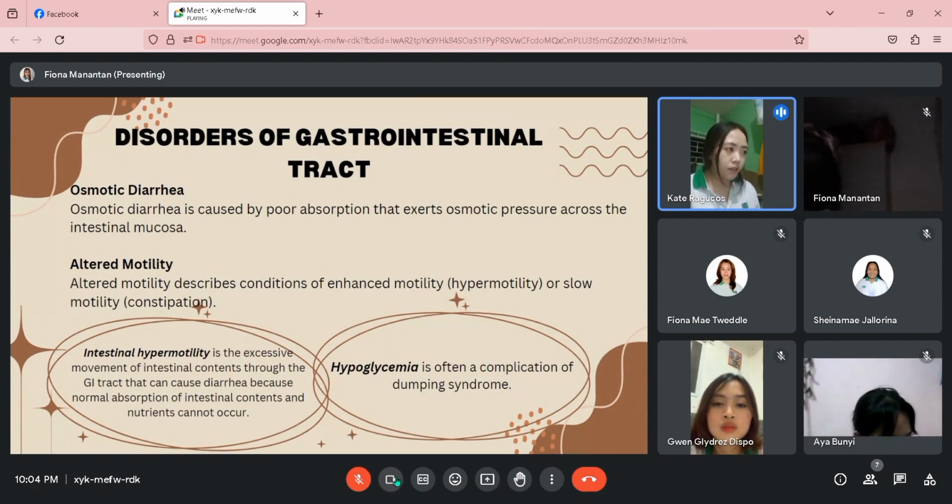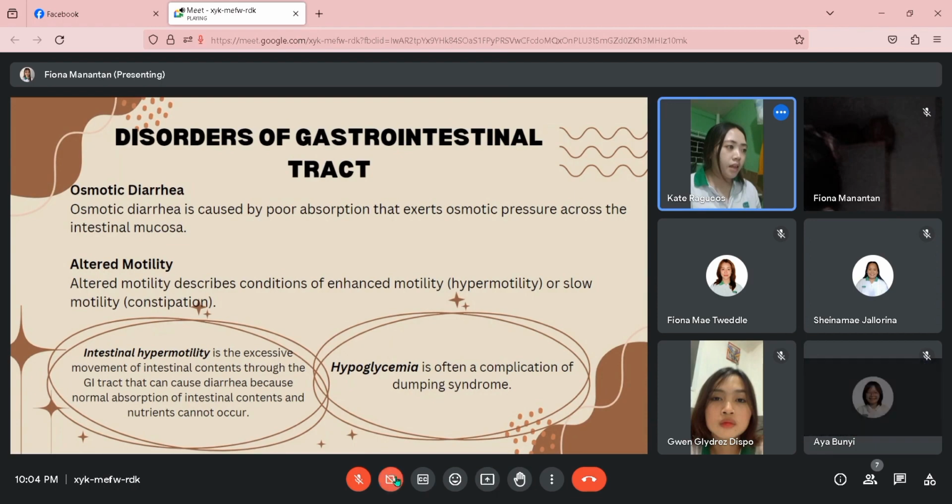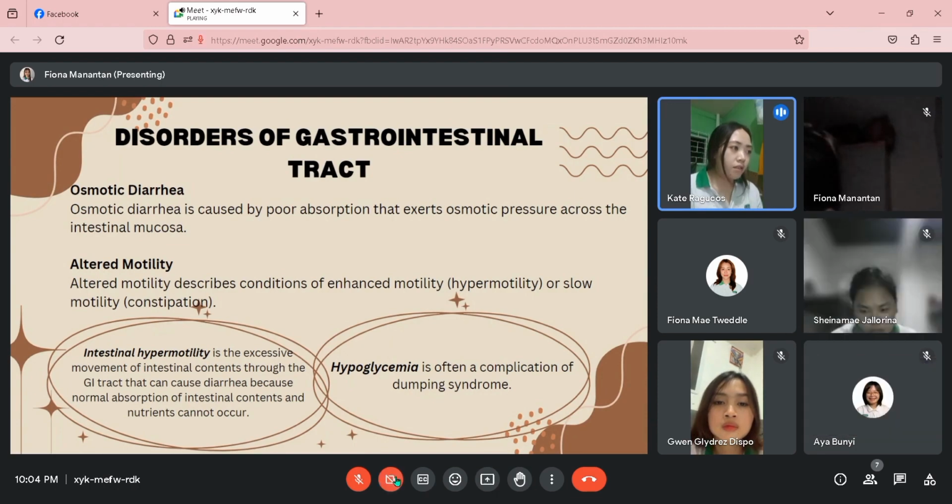Hypoglycemia is often a complication of dumping syndrome. The main causes of dumping syndrome include Zollinger-Ellison syndrome, duodenal ulcer disease, and diabetes mellitus.